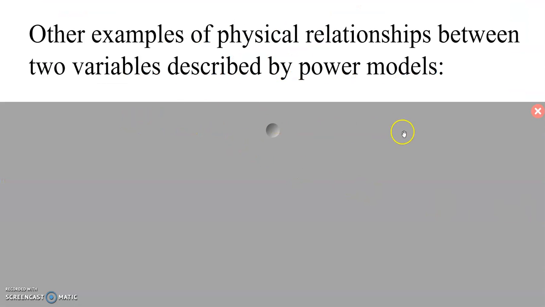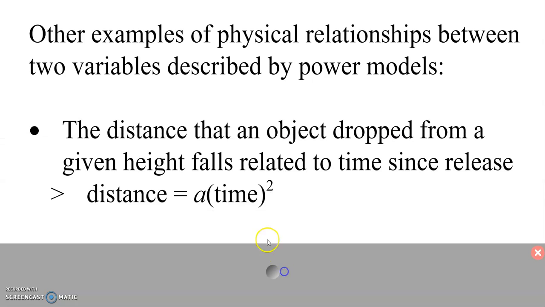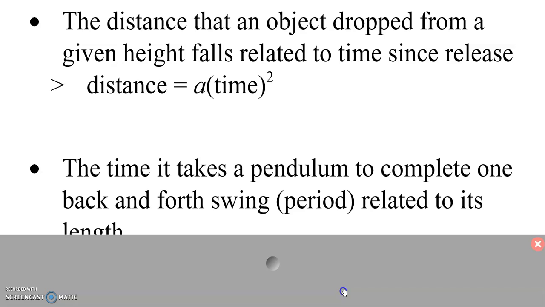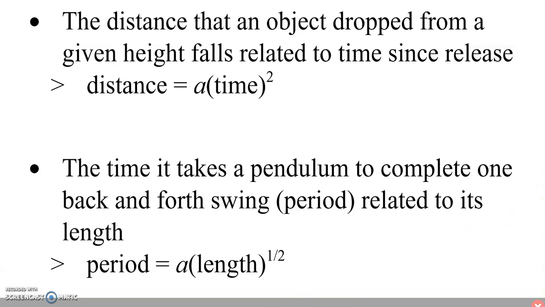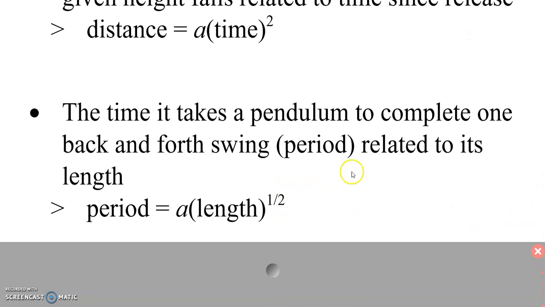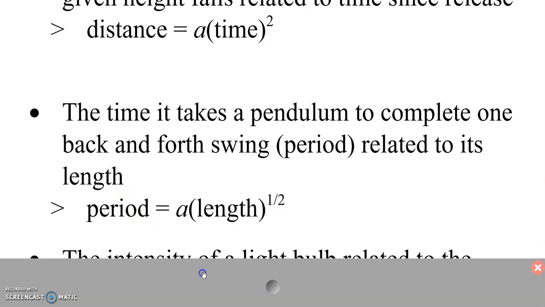Other examples of real-world situations that use power models: the distance an object is dropped from a height compared to its time has this form, which you can see as a power model, where your power is 2. Another example would be the time it takes for a pendulum to complete one back and forth swing, related to the pendulum's length.